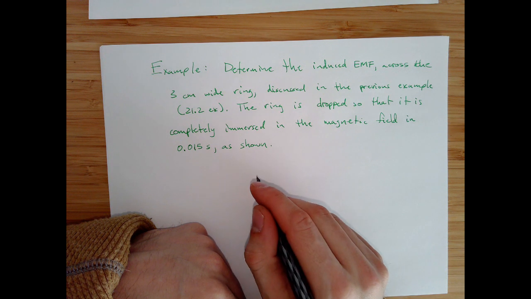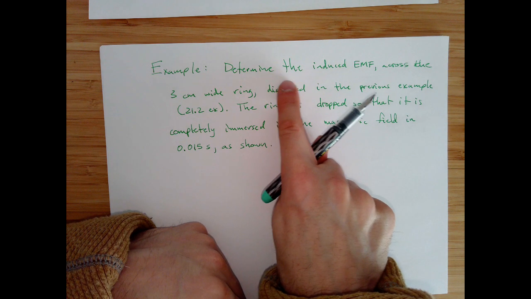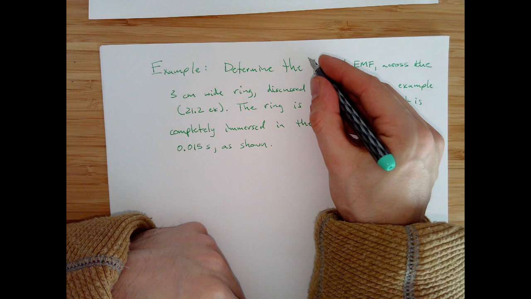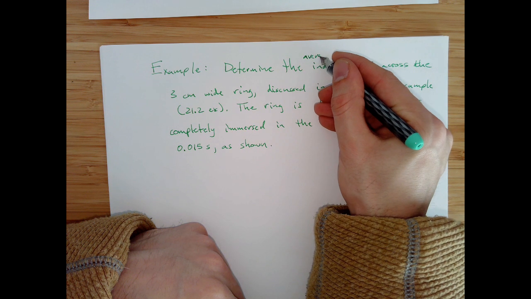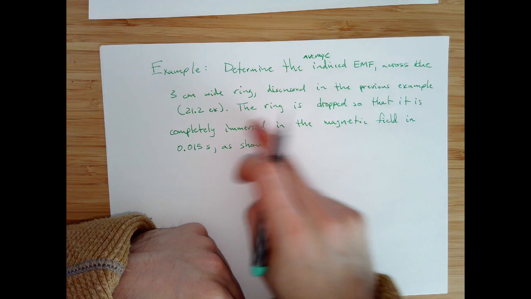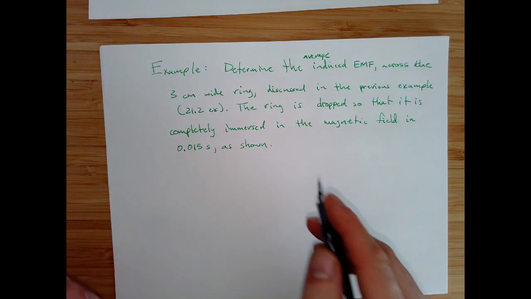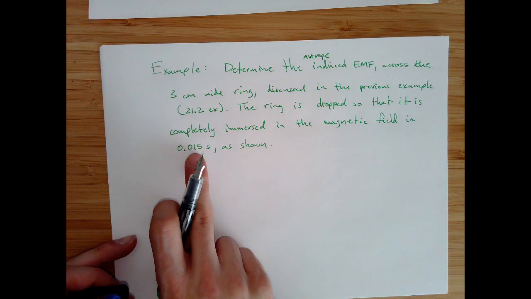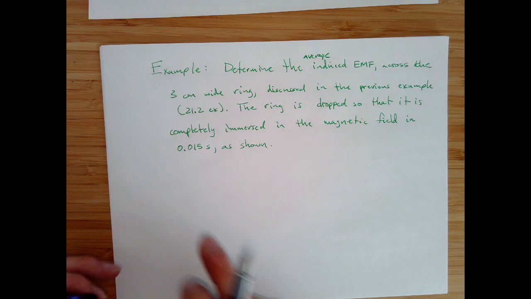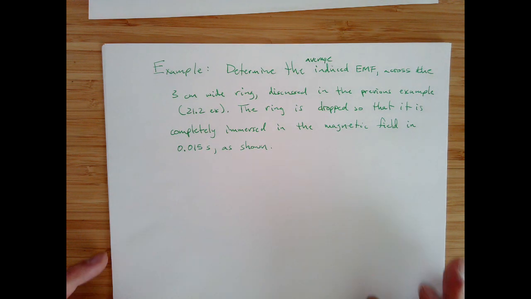And we were asked to determine the average induced EMF across the 3 centimeter wide ring. And that would have to be while it's entering the field, because in order to induce an EMF, it has to be in a changing magnetic field, or the area of the ring has to have a changing magnetic flux.